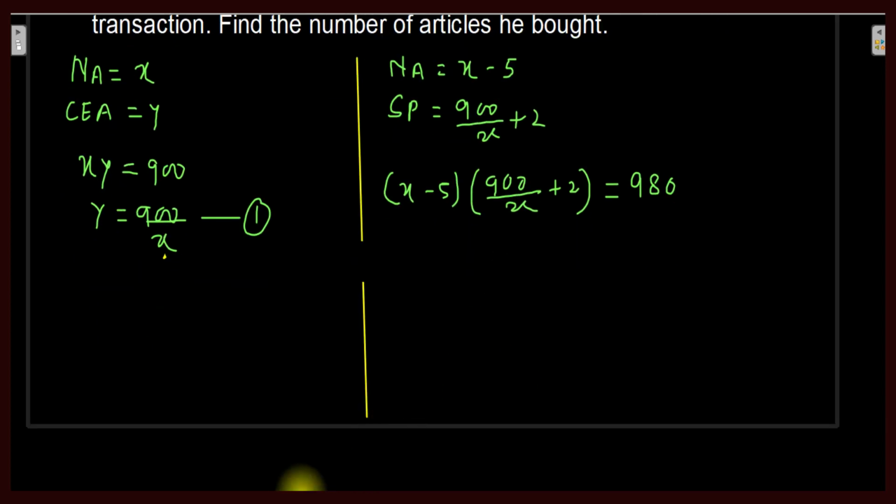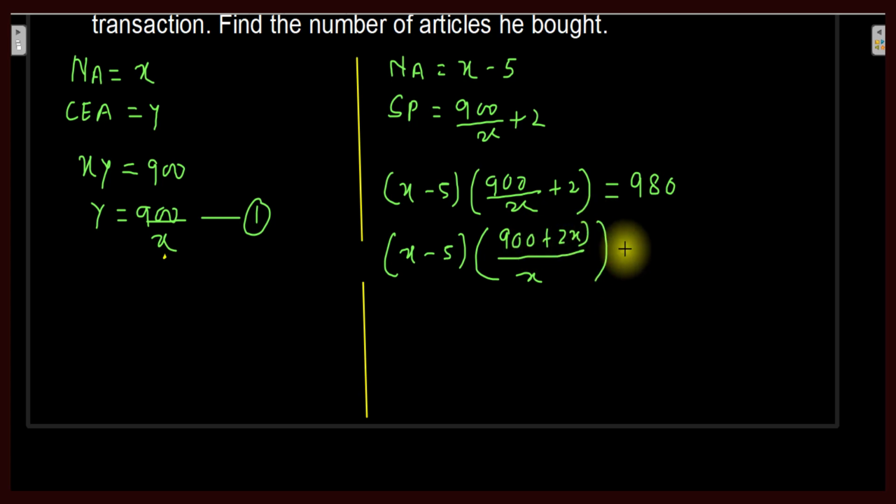Now we will solve this. First we will have to solve this bracket. So here this will remain as it is, X minus 5 into another bracket. X will be the LCM. So here we will multiply by X. So you will get it as 900 plus 2X, which is equal to 980.